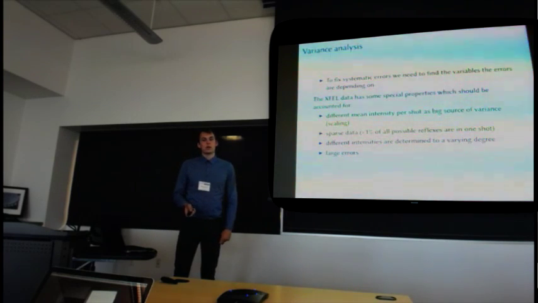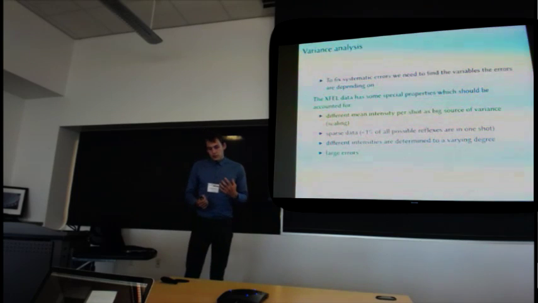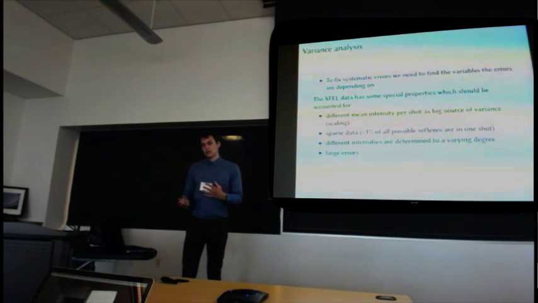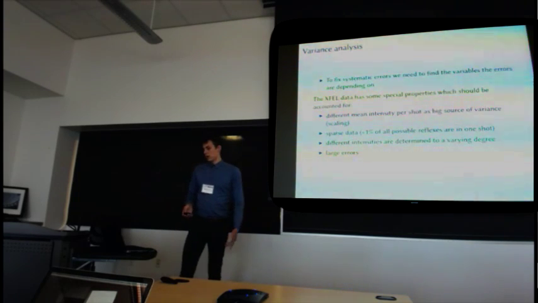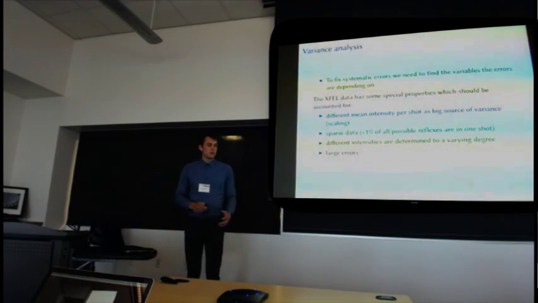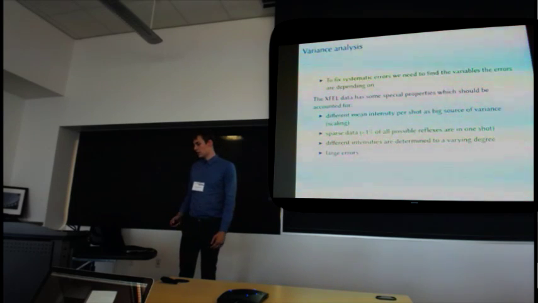So, to fix those errors, we need to find them first. And to do this, we need to find the variable that this error is dependent on. For example, partiality would be dependent on the resolution and the distance to the Bragg sphere, and some other errors may be dependent on the position of the detector.